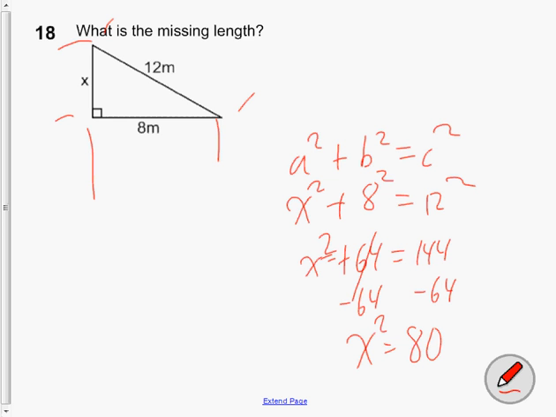And I can kind of do the mental math on this, because I know that if x squared equals 81, I could square root both sides and x would be 9. But it's just a little bit less than 9. So I'm going to square root this side, square root this side. x will be equal to approximately 8.9 meters. Roughly 8.9.